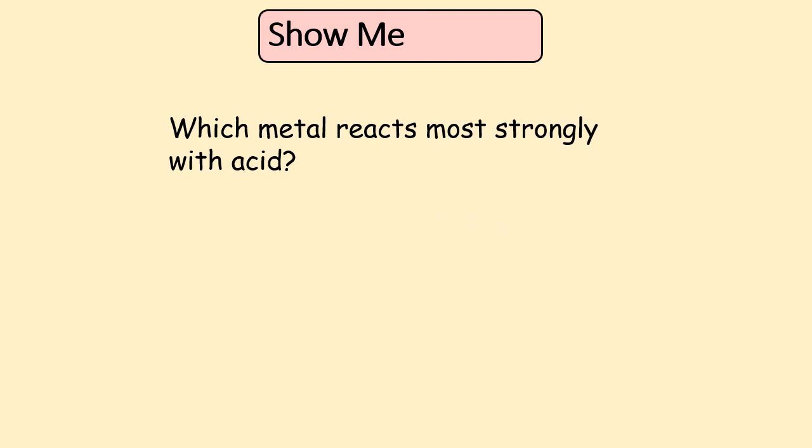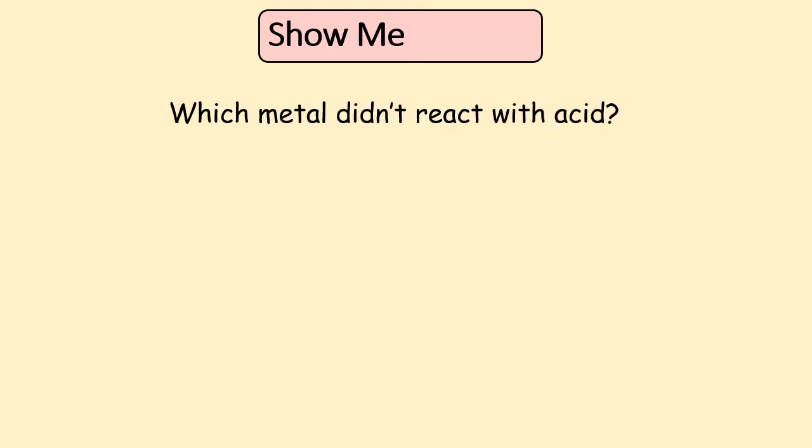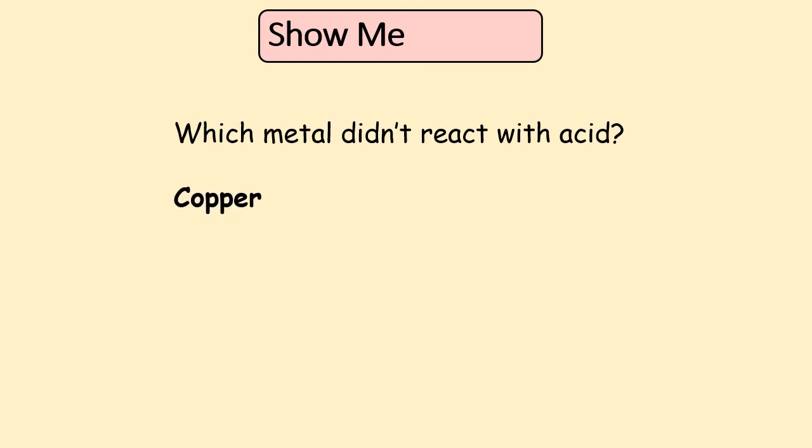Now, of the metals that you tested, which one reacted the most strongly with acid? Well, it should have been calcium or magnesium reacting the most strongly. Which metals don't react with acid? Well, that's going to be copper, but remember, silver and gold are other metals that don't react with acid.